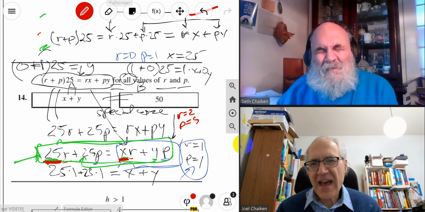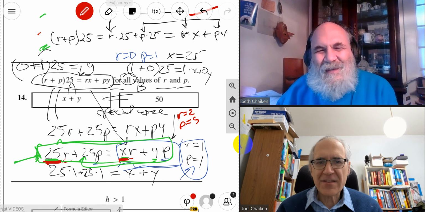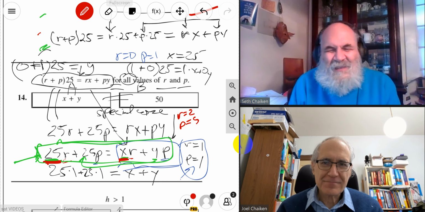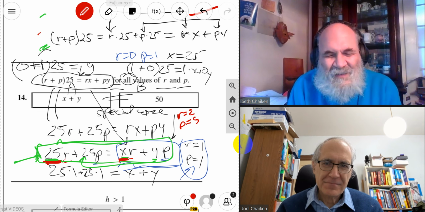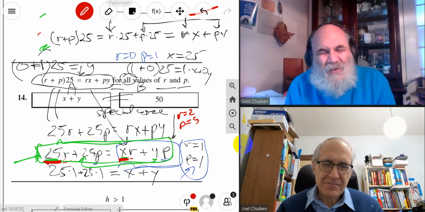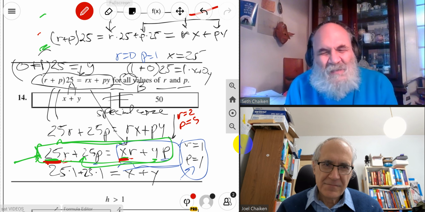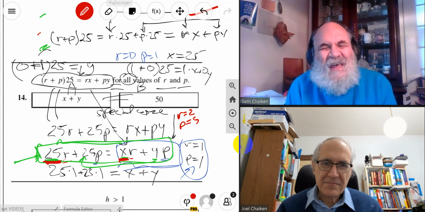Wow, look at that. That's a really great insight, Seth. If you're too fluent with algebra, if you do algebra so automatically you don't think about it, you see x and y and treat them as variables, and treat them as variables in a relation.